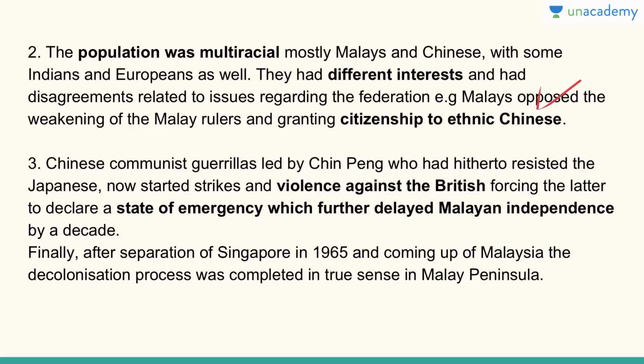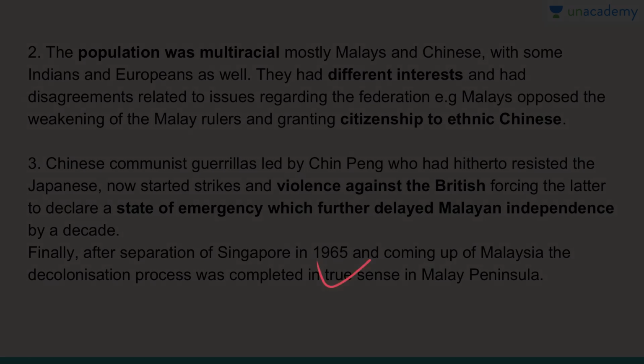Now the third point is Chinese communist guerrillas led by Chin Peng, who had otherwise resisted the Japanese. Now what they did was they started strikes and violence against the British forces, and it forced the British to declare a state of emergency, which even further delayed Malayan independence. And finally, after the separation of Singapore in 1965, that is roughly 50 years ago, and the coming up of Malaysia, the decolonization process was completed in the true sense in the Malay Peninsula. So I hope you know what happened in the Malay Peninsula now. So it was an important question.